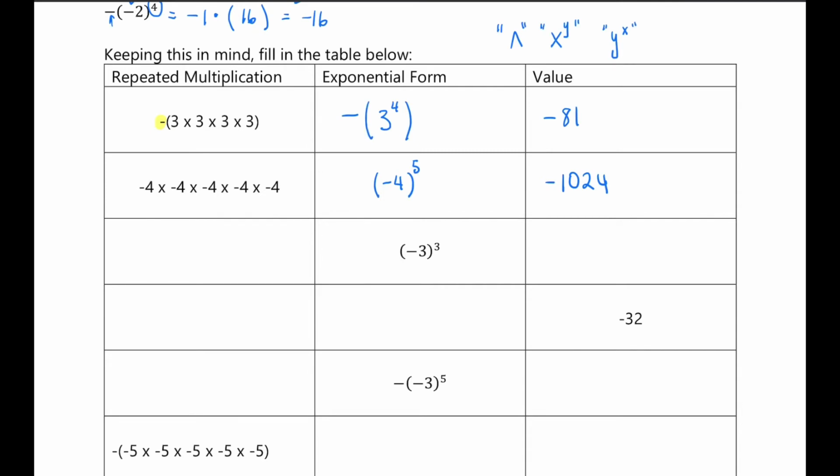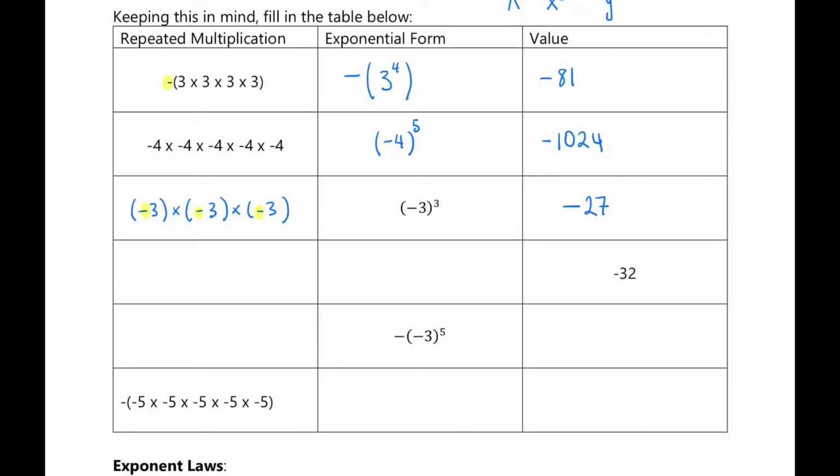Next one, we're now given the exponential form. So we can rewrite that as repeated multiplication. So negative 3 times negative 3 times negative 3, 3 times. And you can see that there's an odd number of negatives. So our value is going to be a negative value. It's going to be negative. And 3 times 3 times 3 is 27.